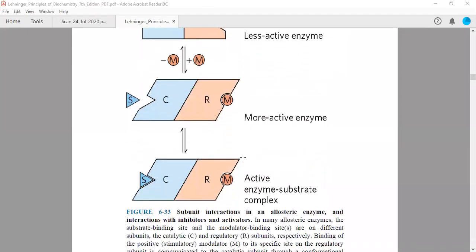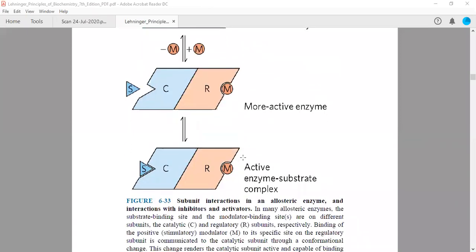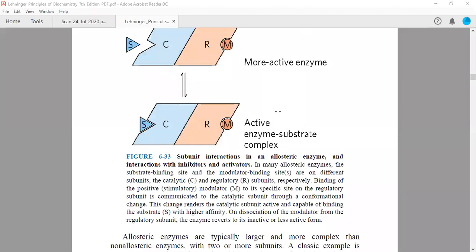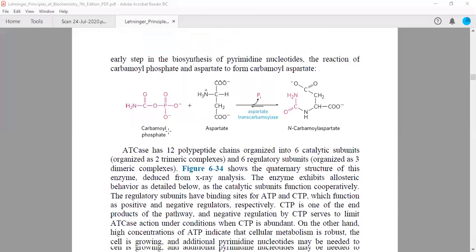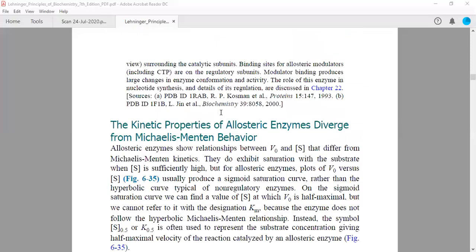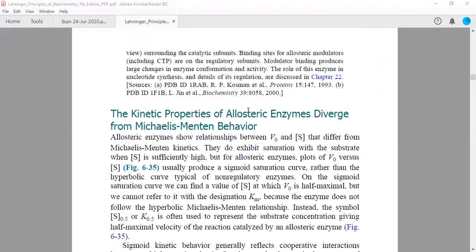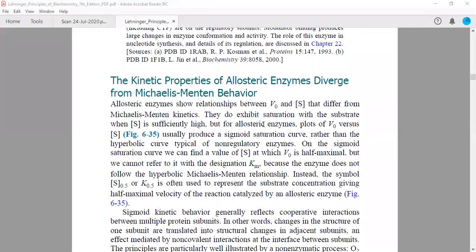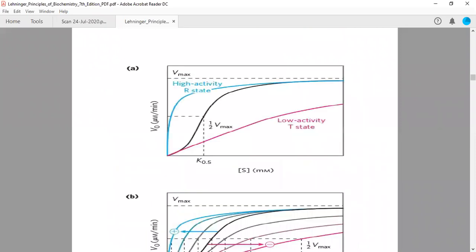The most important point to remember is that they do not follow Michaelis-Menten kinetics. They can bind like this, and this will make an active enzyme-substrate complex, because this is the complete enzyme and this is the substrate, and they are able to bind and make the active complex. The kinetic properties of allosteric enzymes diverge from Michaelis-Menten behavior. How? We will discuss with the help of some plots.